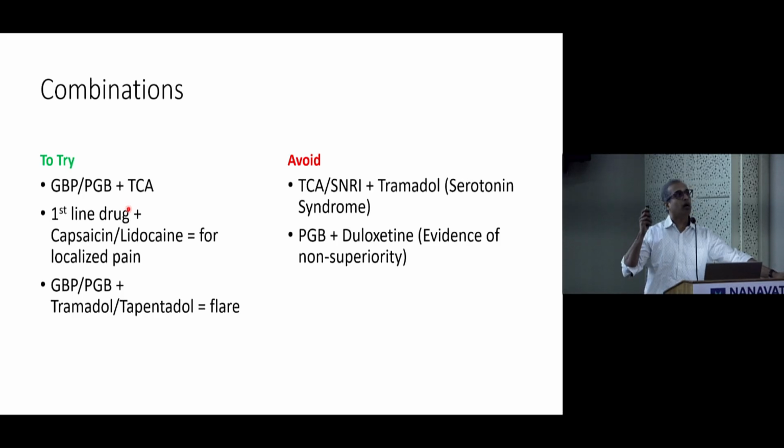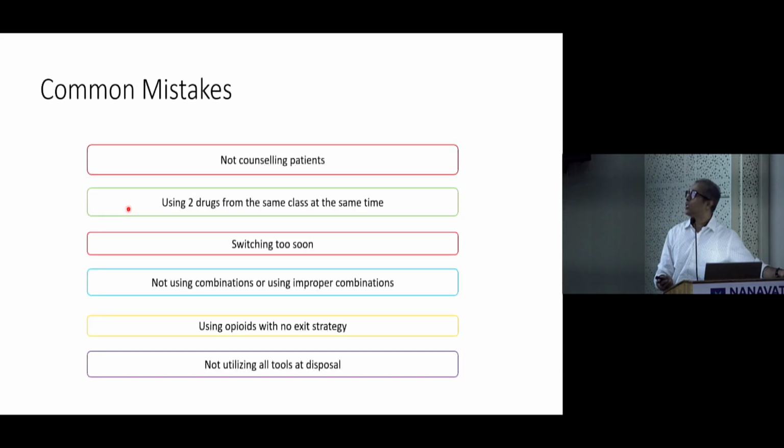It is an extremely life-threatening thing, which the patient will go into the ICU for management. So please don't use this combination, and don't use pregabalin with duloxetine. That is an SNRI with a gabapentinoid. There is no evidence to say that this combination is superior. It just adds to the cost without any improvement.